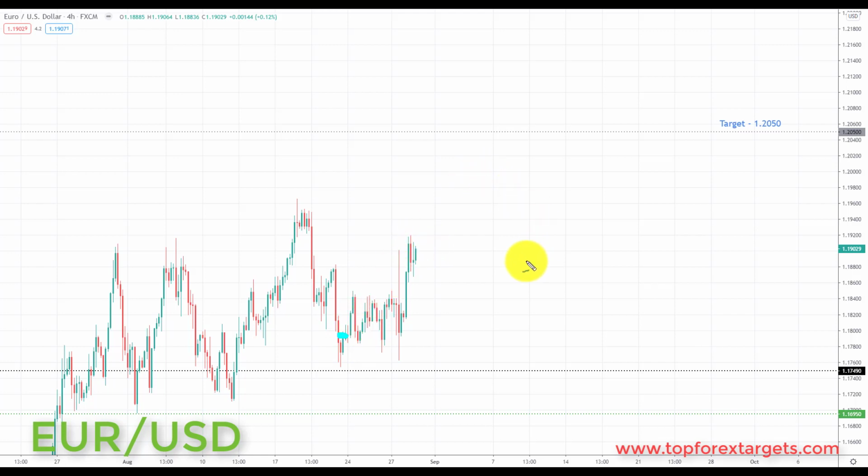Very simply put, going into this week, any correction back down towards the 1.1749 is simply going to be viewed once again as another opportunity to look for bullish setups. And we're going to be looking at initiating longs up towards the next key of resistance to the upside, and the target set at 1.2050.